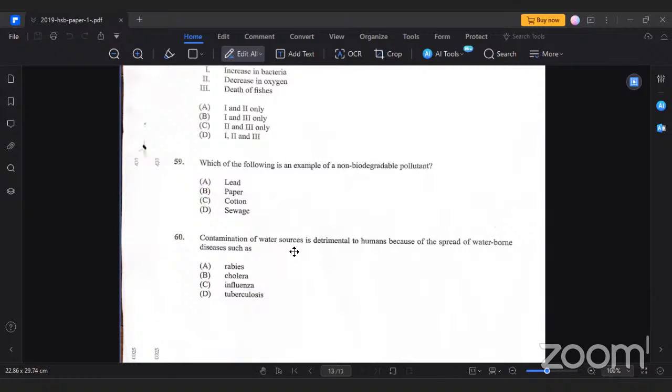What is our answer? A, rabies, B, cholera, C, influenza, D, tuberculosis, and you all are correct for 59. The answer is actually A for real. And we move on to 60 now.